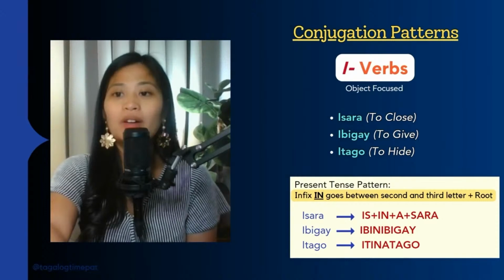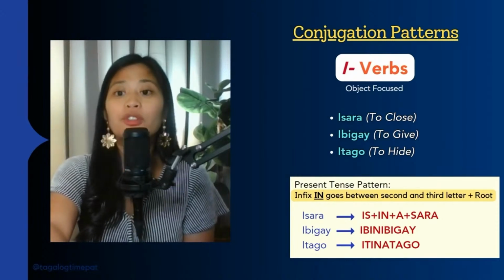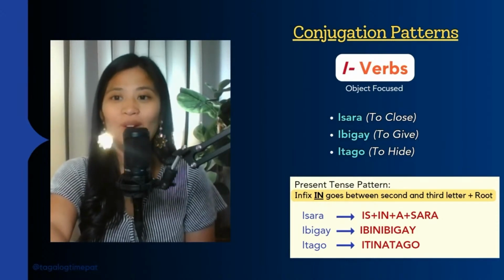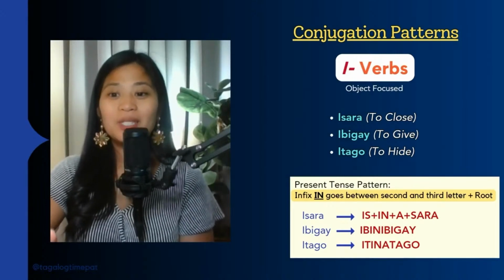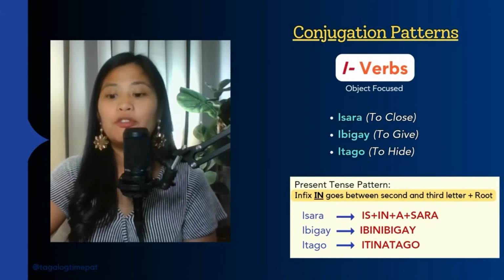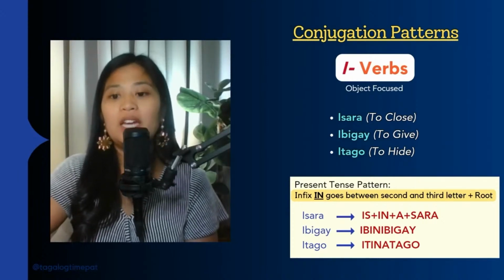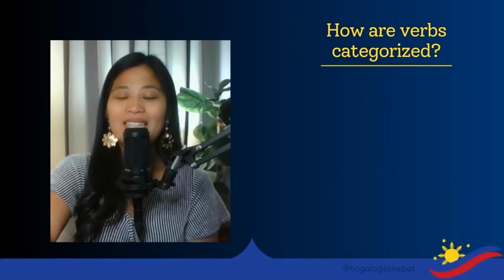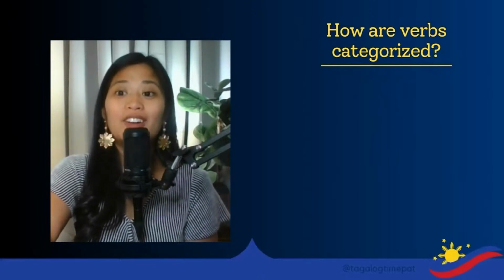Itinatago. All right, so those are the conjugation patterns for the 5 different types of verbs in Tagalog. So as you can see, there are some similarities among the patterns. You just kind of have to figure out what type of verb it is and then go from there. So I always get asked, how are verbs categorized?